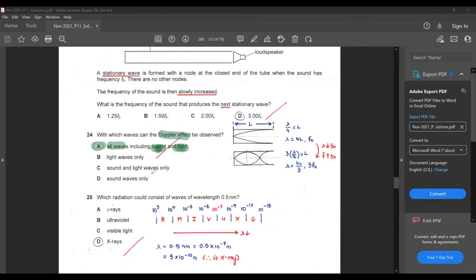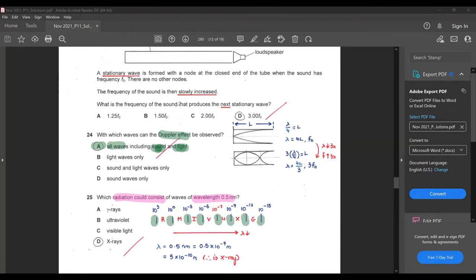Now 25, which radiation could consist of waves of wavelength 0.5 nanometer? This is a question that requires you to recall your EM wave spectrum. I mentioned to you guys before, paper one will always have one or two questions that test your knowledge of the EM wave spectrum, where you need to reproduce the spectrum. So this is one of them. I mentioned to you, always draw some vertical lines.